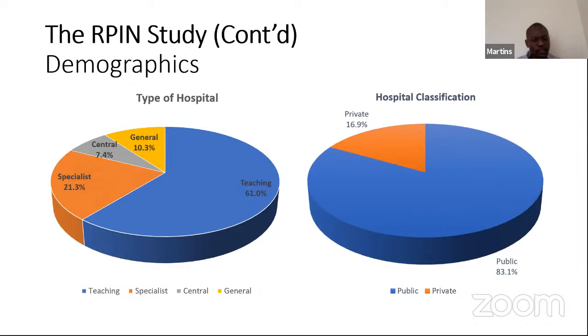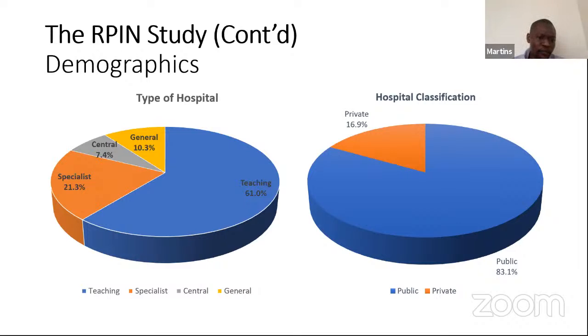Then we looked at a breakdown of the government hospitals and found that again, most of our responses came from the teaching hospitals, and specialist hospitals were 21%. The specialist and teaching hospitals actually have level 3 NICUs, so I understand why. And they tend to have more manpower in terms of doctors.